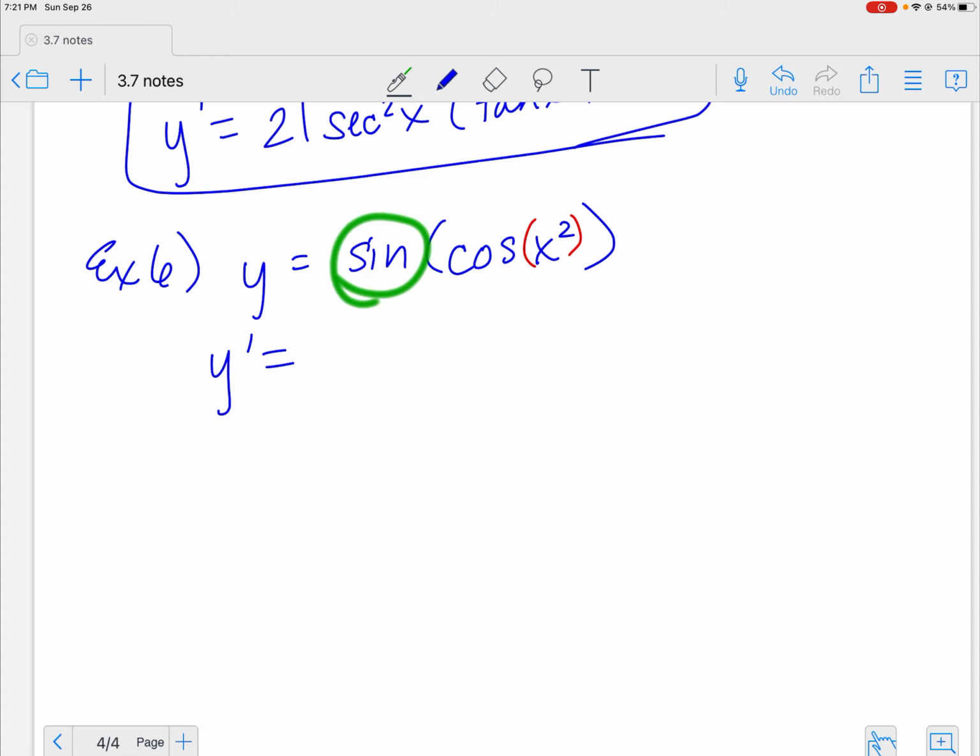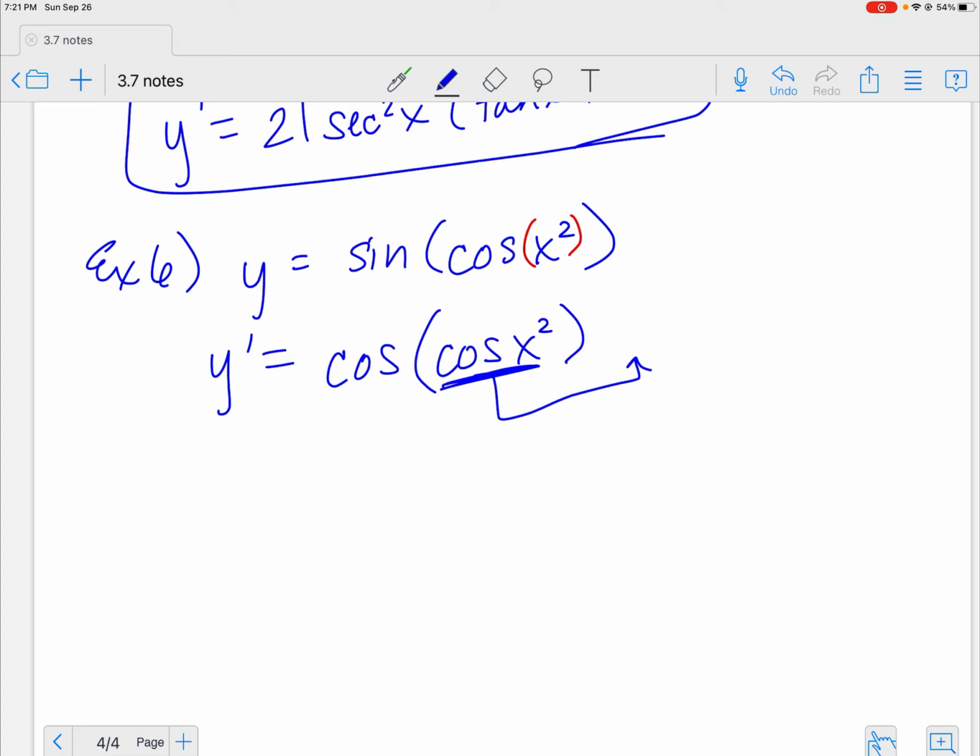Okay. Derivative of the outside. So what's the derivative of sine? Cosine. And remember, what are we doing? Keeping the guts. So you keep cosine here of x squared times the derivative of the inside. When I take the derivative of the inside, I have another outside function. Yeah, you see that? So what's the derivative of cosine? Negative sine. Keep the guts. Keep those guts.